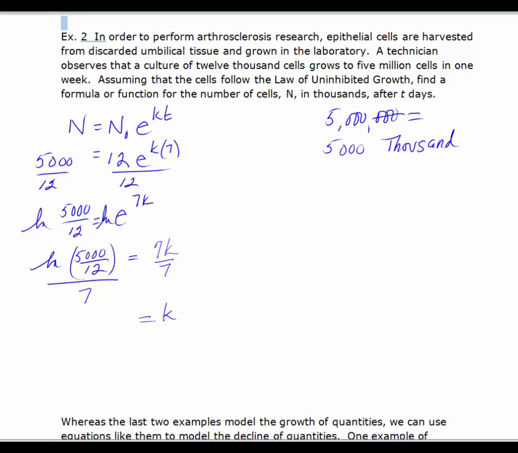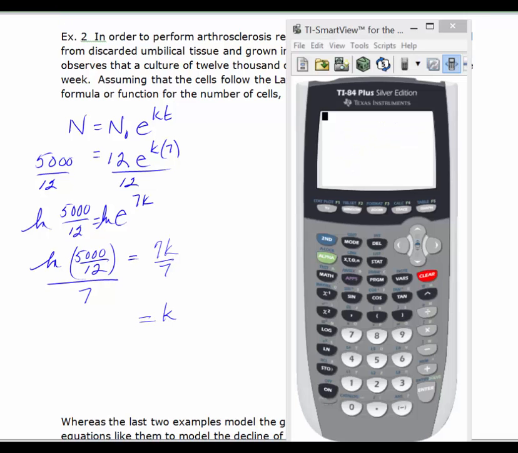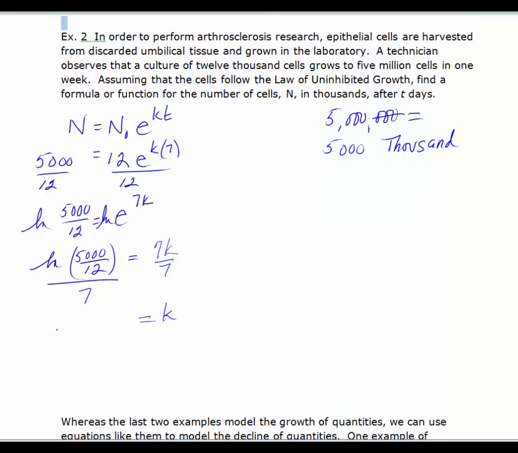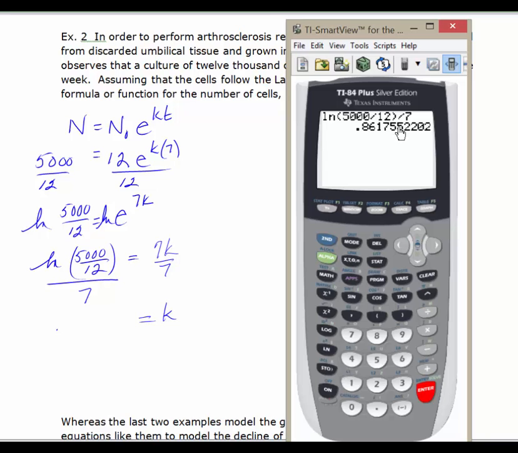And k will evaluate on our calculator. I'm going to take the natural log of 5,000 divided by 12, close the parentheses, and then divide by the 7. And I didn't specify here, but I should have, let's do this to 5 decimal places. So k is going to be equal to 0.86176.